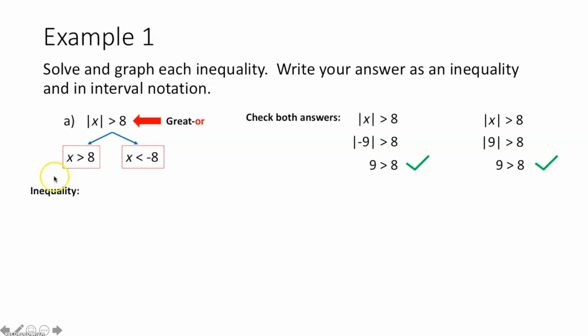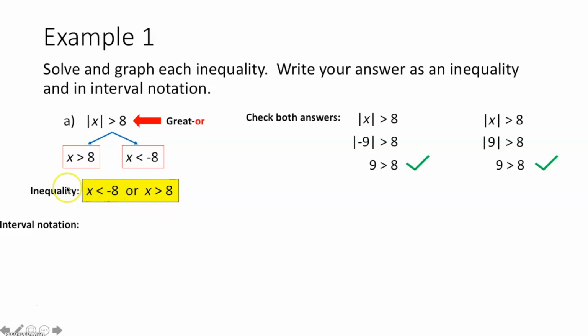So when I write this as an inequality for my answer, we need both of these. And since it's an or statement, we separate them with an or. I'm going to start with our lower one. x is less than negative 8, or x is greater than positive 8. Sweet. Now how do I write that in interval notation? Well, remember, they're going to be separated with a U, which represents union. So we want each of these to have their own interval. So this is x is less than negative 8.